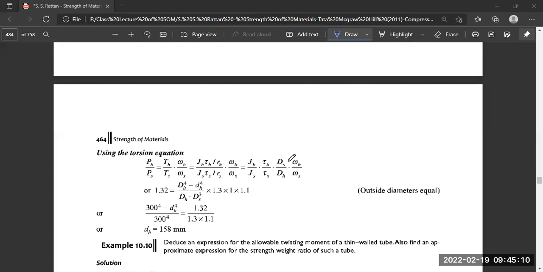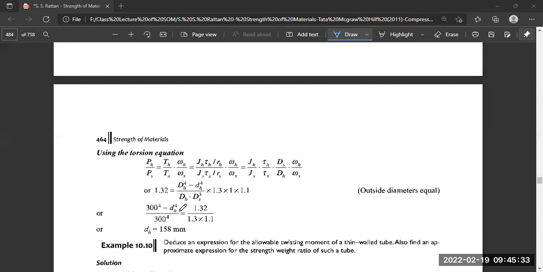The outer diameter of the solid shaft and that of the hollow shaft is the same, so this ratio is equal to 1. The speed of the hollow shaft to that of the solid shaft is given as 1.1. Putting in all these values, and at the same time we know the value of D, the diameter of the solid and hollow shaft, which is 300 millimeter. So put this value in.